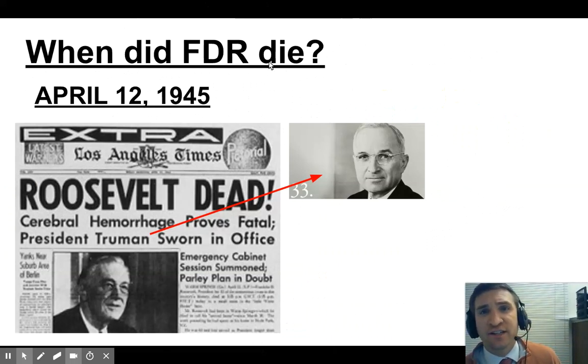When did FDR die? April 12th, 1945. And there's a newspaper headline from the Los Angeles Times. Roosevelt dead, cerebral hemorrhage, so he had a blockage in his brain. And President Truman then takes over as president.